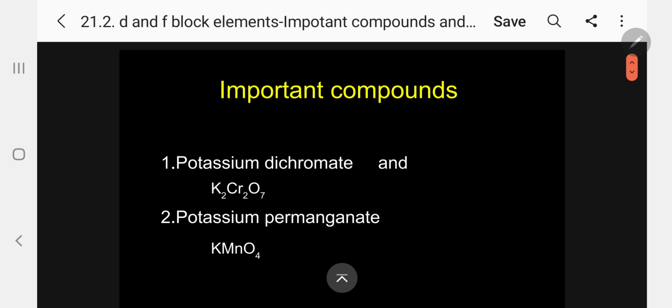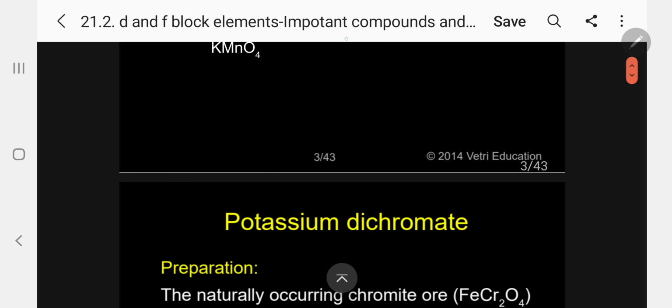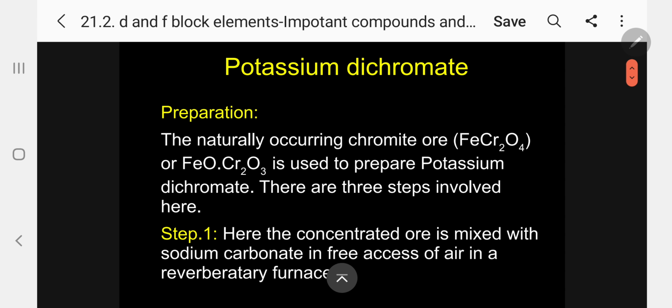Important compounds, I told you, one is potassium dichromate, another is potassium permanganate. K2Cr2O7 is the formula for potassium dichromate, KMnO4 for potassium permanganate. Kindly follow. First, let me take potassium dichromate. How do we prepare it?